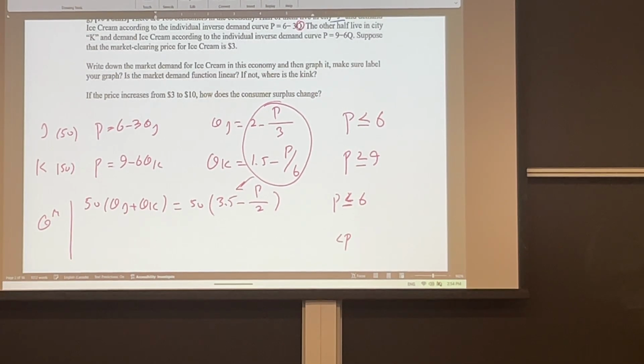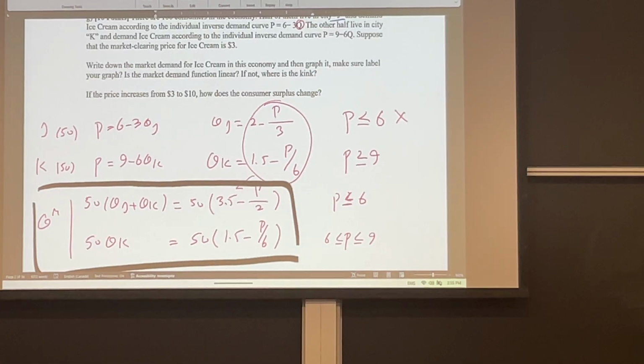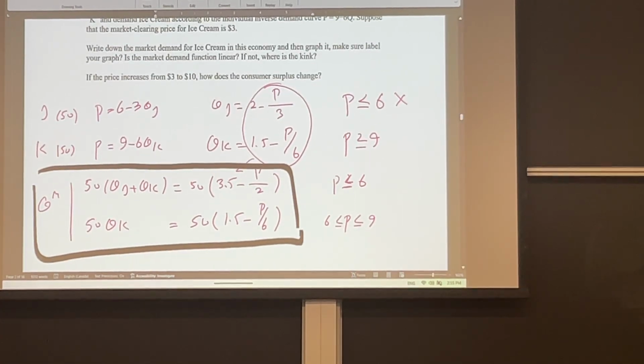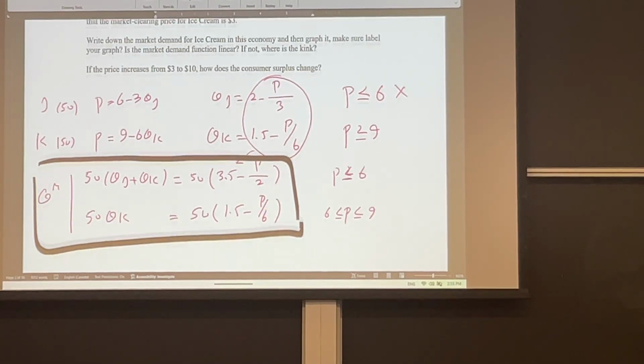When the price is more than 6 all the way to 9, this group will leave the market. The other one will stay, they will have all the demand. So that is the demand in that case. We have the kinked market demand. Finish. That's the kinked market demand. Right? Make sense? Okay. Okay. Let's graph it.